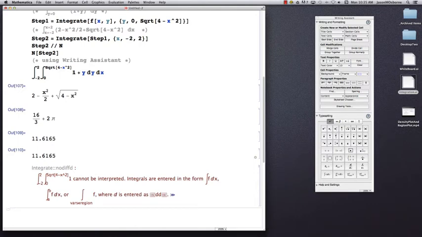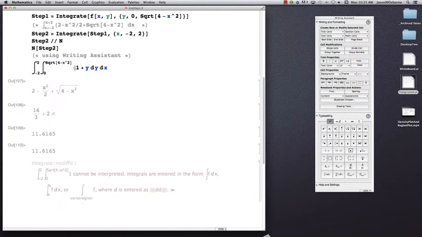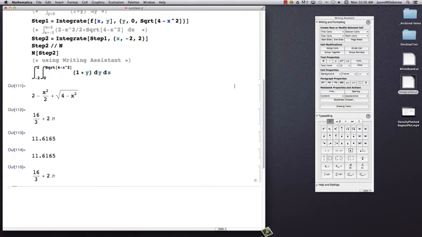This doesn't seem to be working. Put 1 plus y in parentheses. I'm wondering if that will do it. Could be wrong. There we go, that worked. It looks like I hadn't separated 1 plus y from the dy dx. And there is your answer in one step, kind of just filling in the blanks.